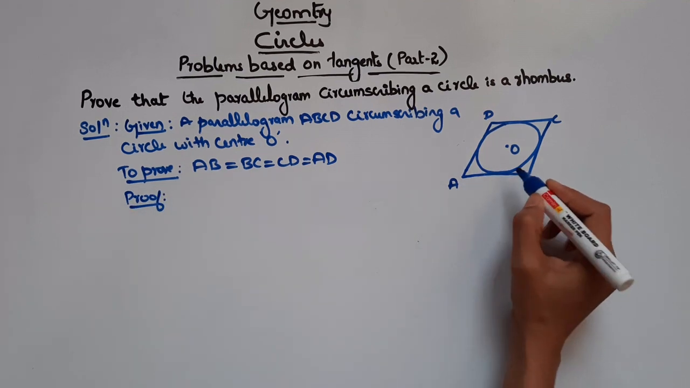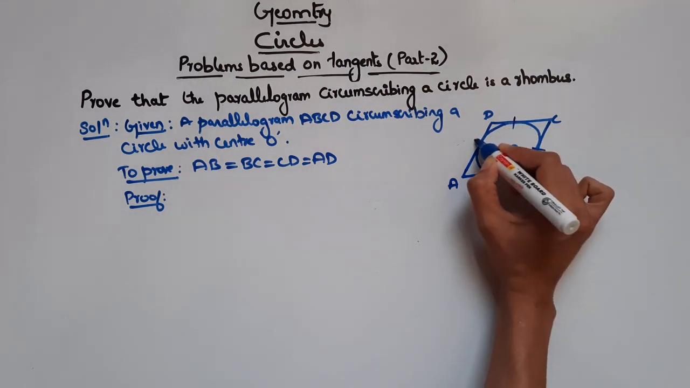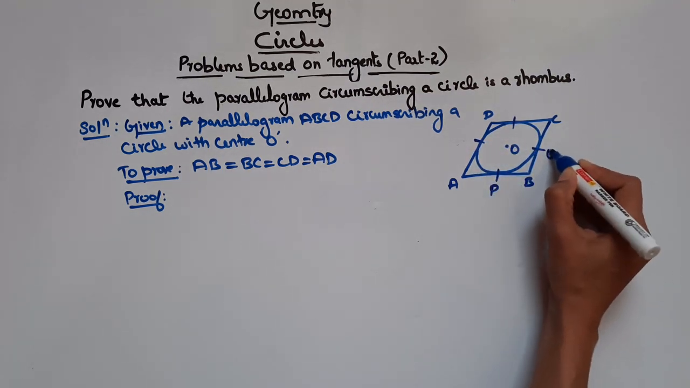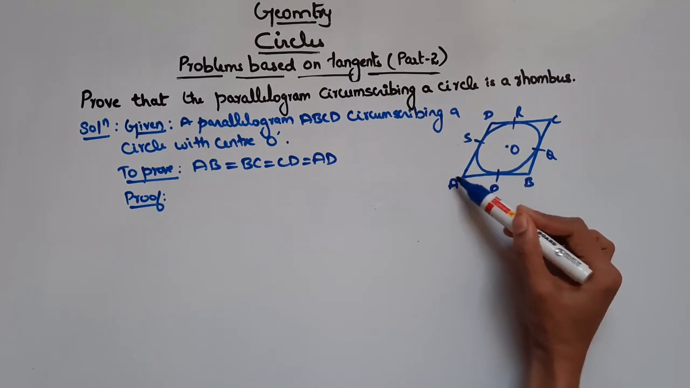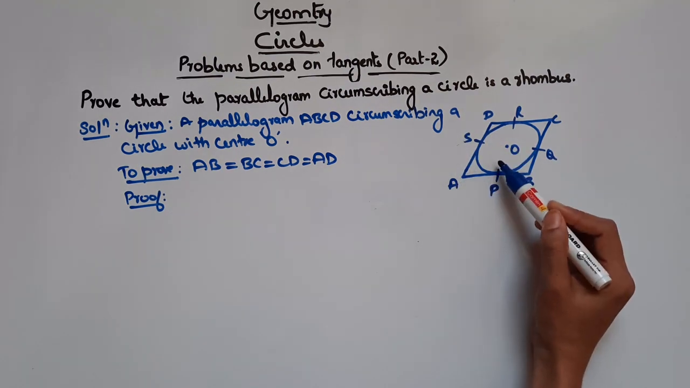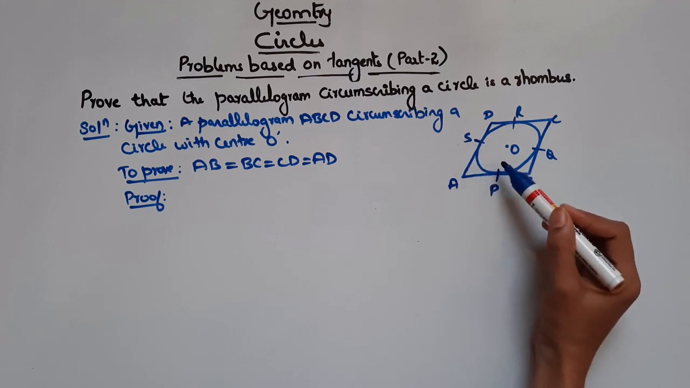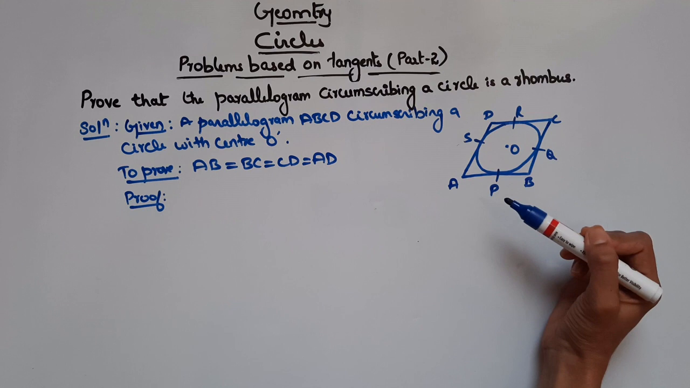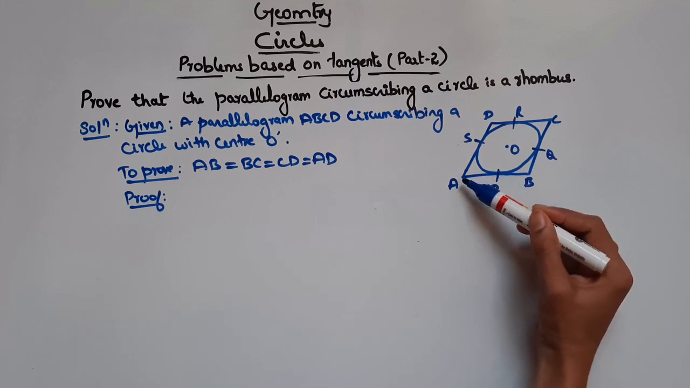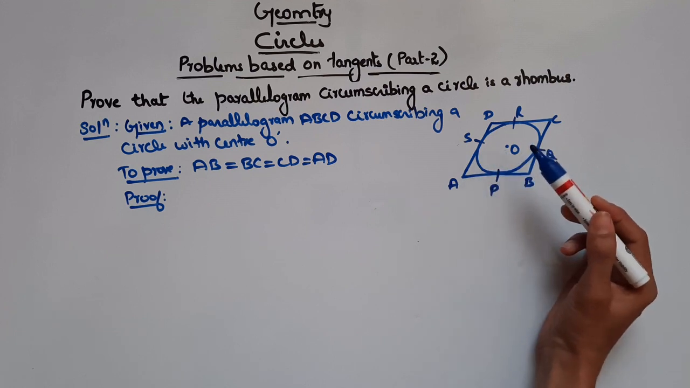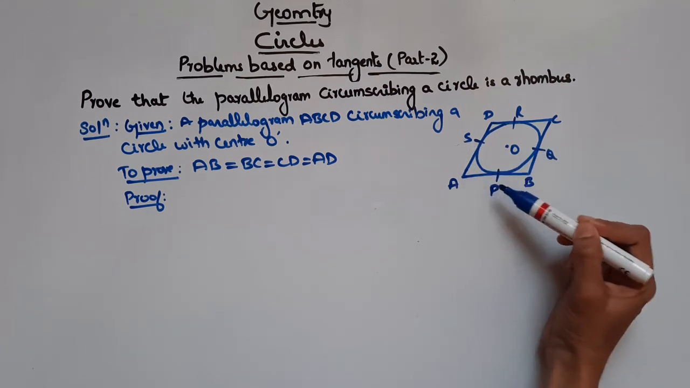Here in the figure, let's take the points of contact as P, Q, R and S. Alright? So we have P, Q, R and S. So now if you see point A is an external point to the circle, right? Here AS and AP are the tangents to the circle from an external point, right? So according to the theorem we know lengths of the tangents drawn from an external point to the circle are equal. So therefore by theorem we can say AS is equal to AP.